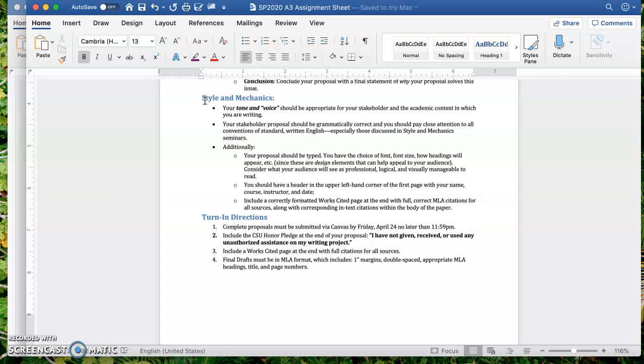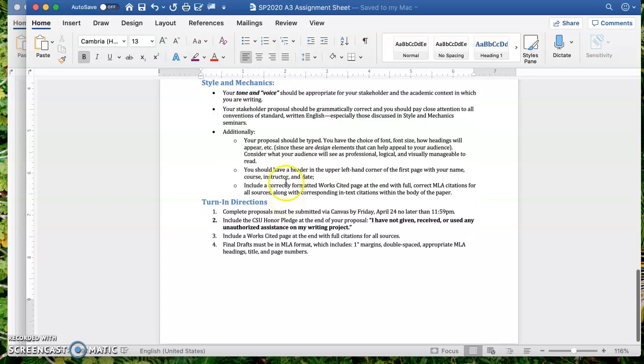And also, what I'll be looking for is just making sure that your paper is grammatically correct, spelling is correct, basically just that you didn't type this all out in one go and then not bother to proofread it. So that's what I'll be looking for as well.